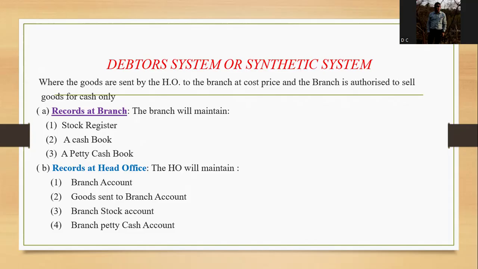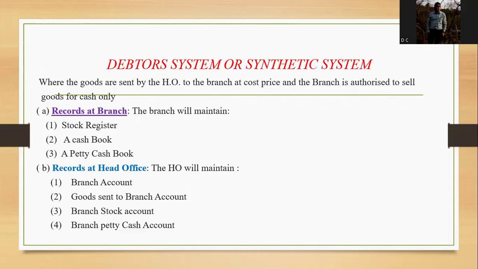Stock register: one stock register will be maintained in the branch. The stock register is used to record all goods received from the head office, all goods returned to the head office, sale of goods, and the balance of stock. That means the stock register will be maintained by the branch for knowing the exact stock at the end of the year. Then the branch will maintain another book, the cash book. The cash book is used to record cash transactions relating to cash sales received from customers and the remittance to head office.